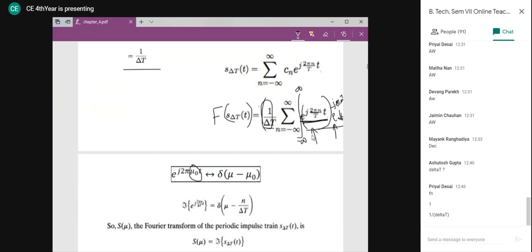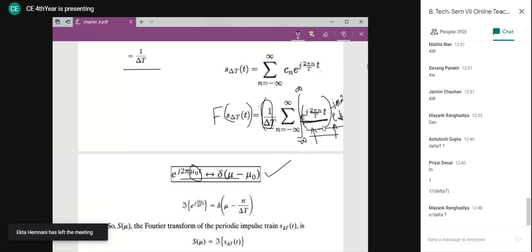Okay, just forget about this. Tell me what is the Fourier transform of this? This is a fact known to me, and I am going to use it. In my case, I want to find the Fourier transform of this function, so I am going to equate it with this. I will come to know that mu 0 is equal to n by delta t. Yes, in my case mu 0 will be n by delta t.